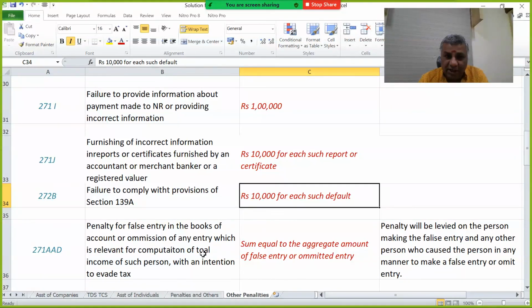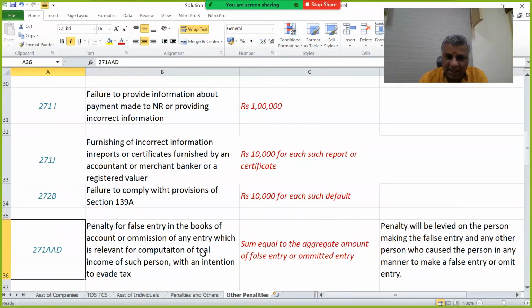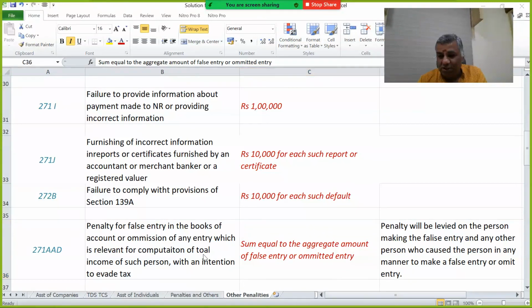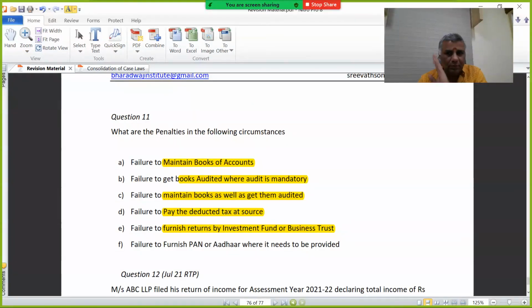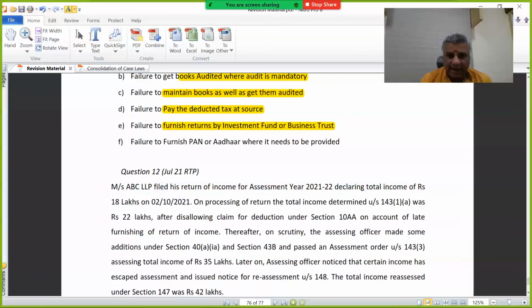This is the last one, a section introduced this year. About this, we have done it in our regular amendment lectures.